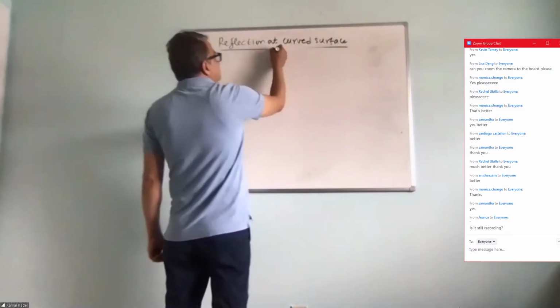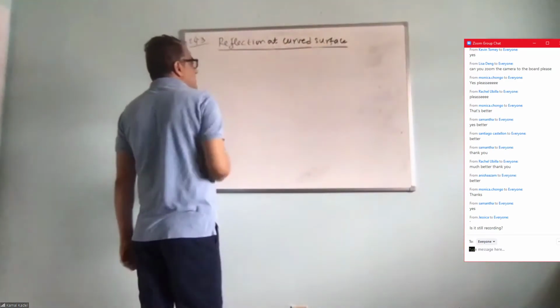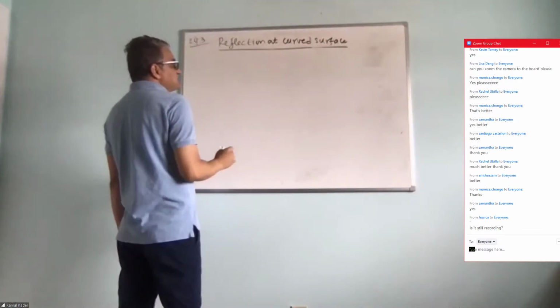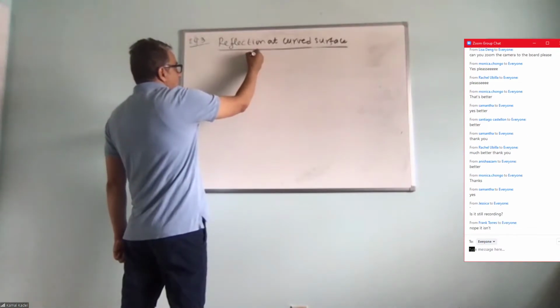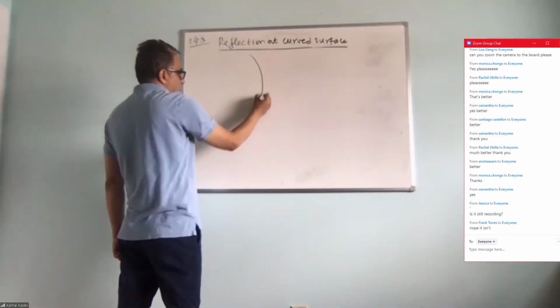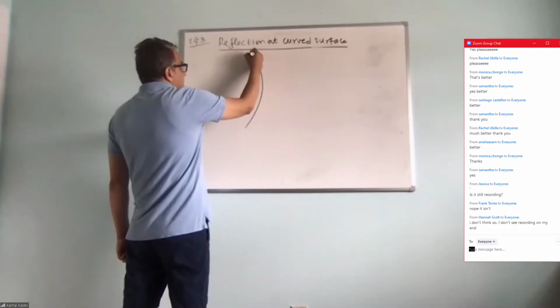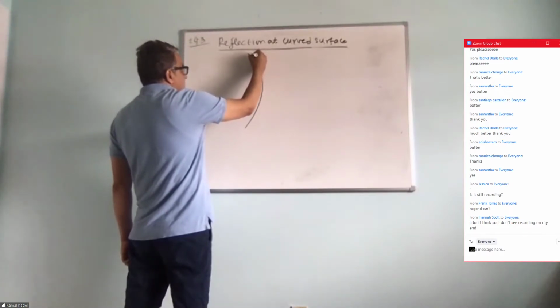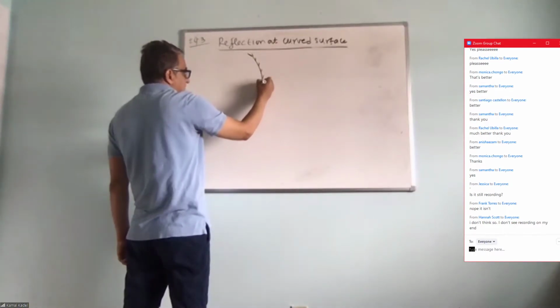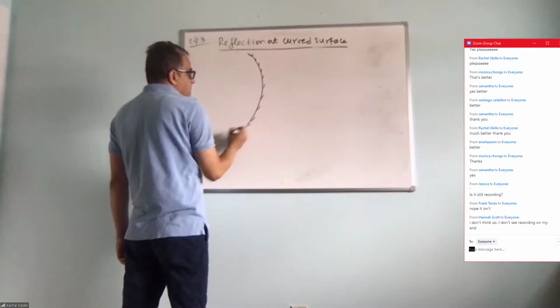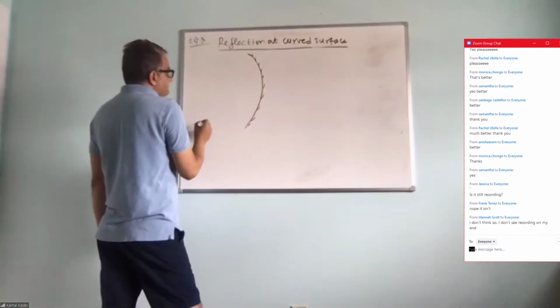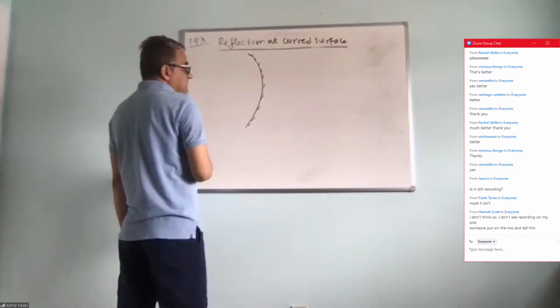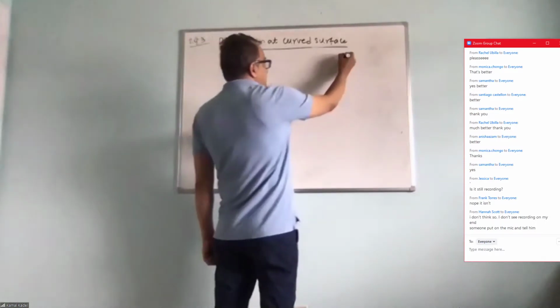So now there are two types of curved surfaces. First, I would like to explain that. One is this. The reflecting surface is curved inside. So this is the polished surface. This is the reflecting surface, right? And the other one is like this.